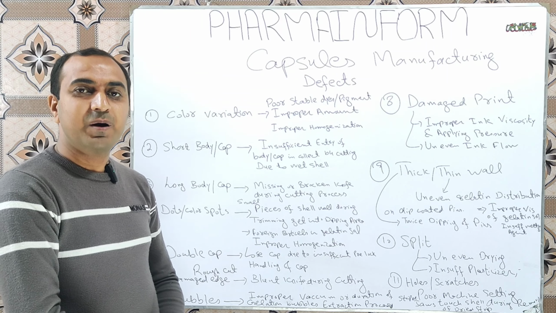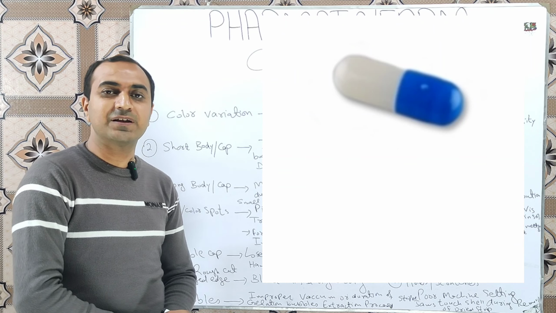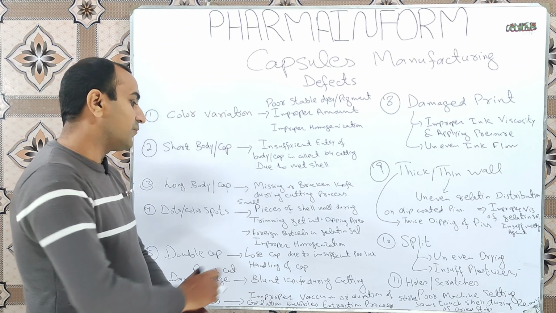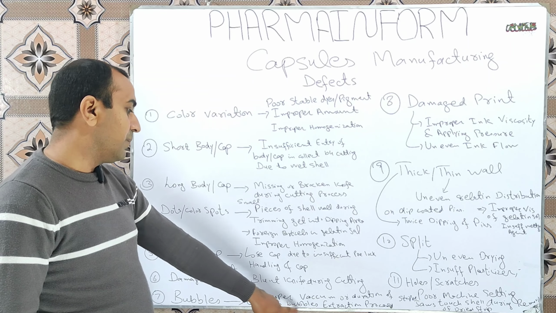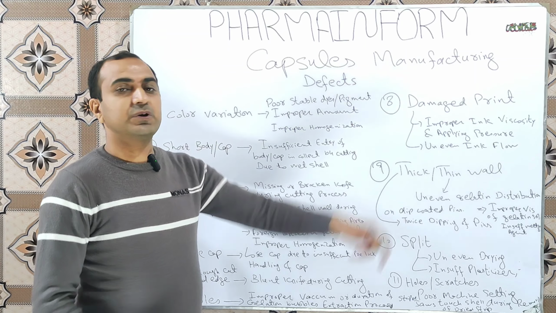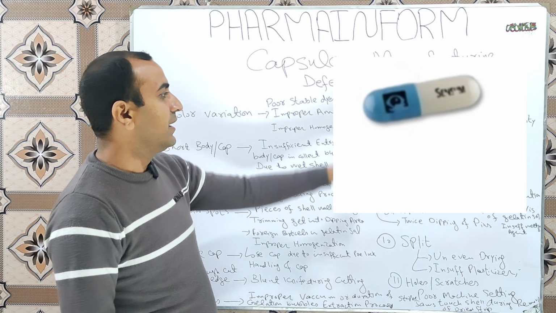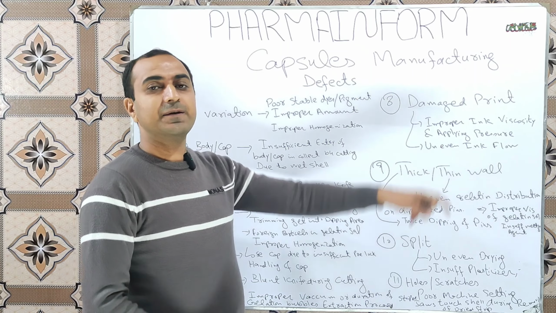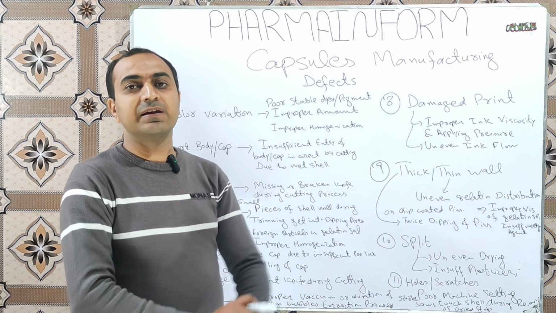The next one is the bubbles. As you can see in the diagram, there is a bubble on the empty hard gelatin capsule shell. Why is this bubble produced during the manufacturing? The reason is improper vacuum or improper duration of the gelatin bubbles extraction process. The next one is the damaged print. As you can see in the diagram, the print is not uniform. What is the reason for damaged print? The reason is improper ink viscosity and improper applied pressure of ink. It may also be due to uneven ink flow.